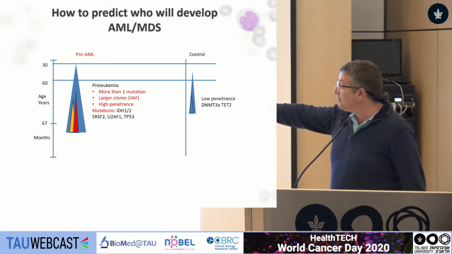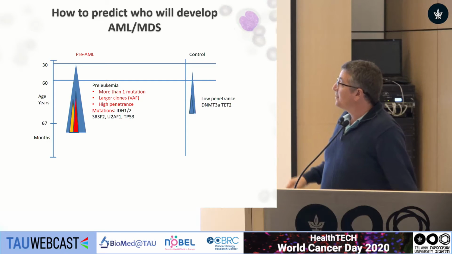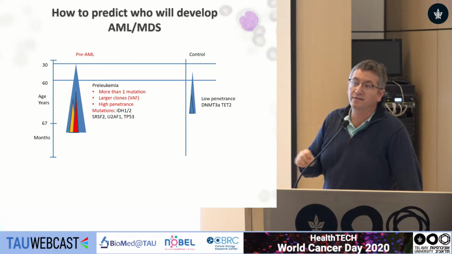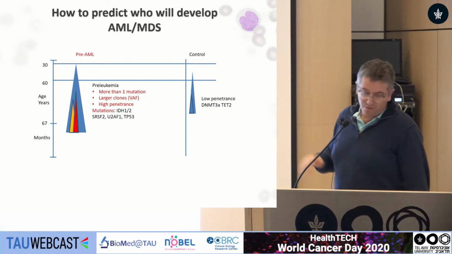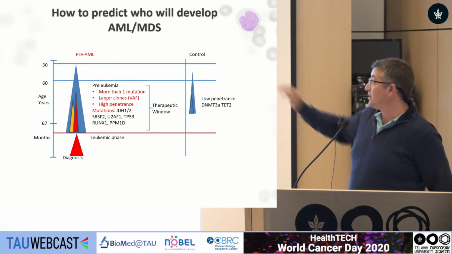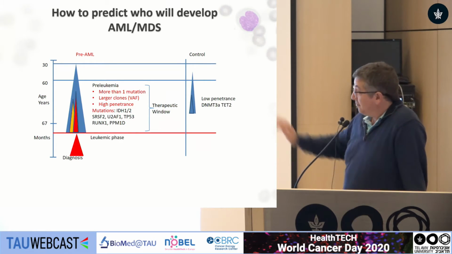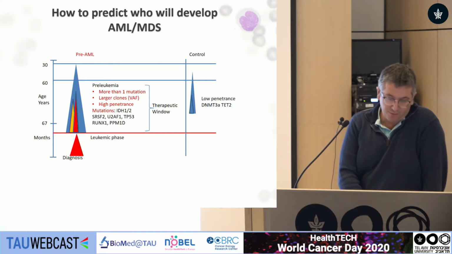We think that the leukemic stage of the disease is probably very short and happens in months or weeks, and this is the case where you get the block in differentiation and expansion of progenitors, and the controls just look different. We think that there is a therapeutic window in this stage, and we want to try and treat patients in this stage in the future.